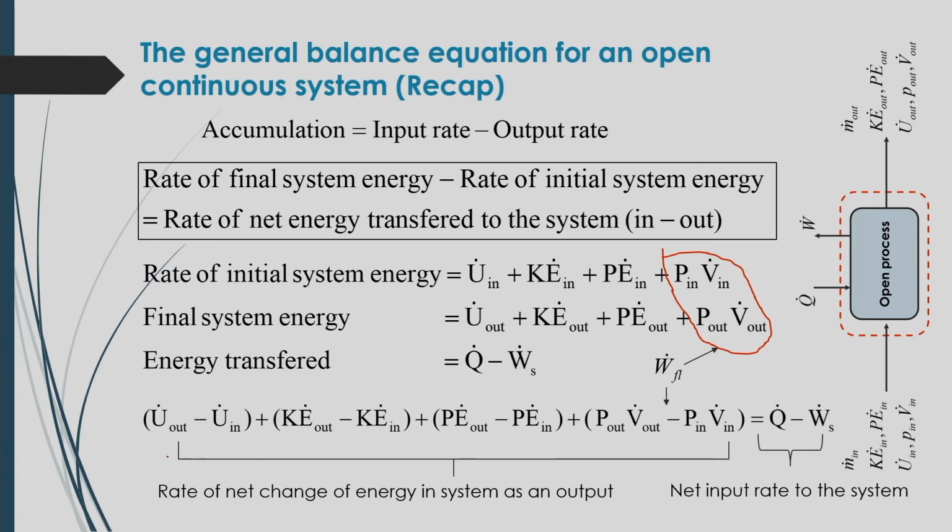So, this will be the change of internal energy, change of kinetic energy and change of potential energy. The work done by the fluid system is represented by P_out V_out minus P_in V_in, which equals the term as per the equation given. So, this is the final form of the general energy balance equation for an open continuous system.